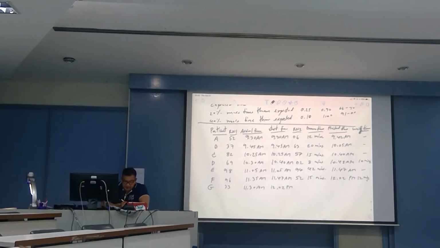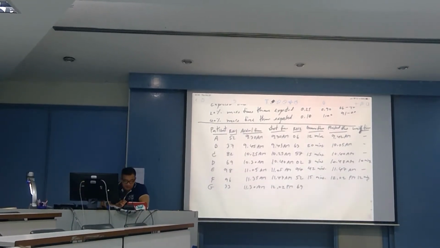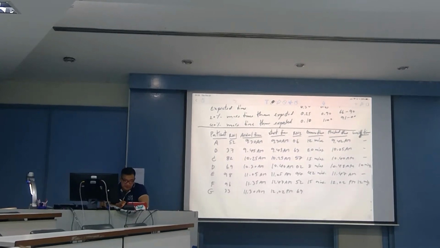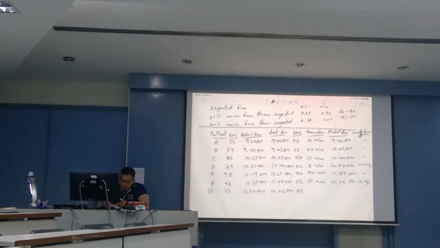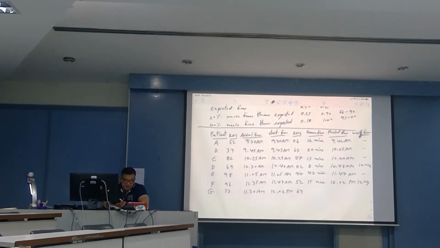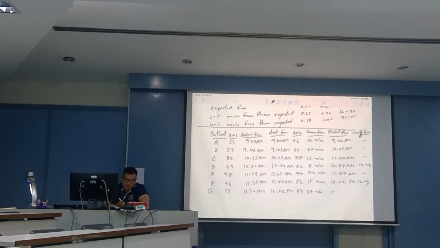Next one is 69 for I2. And again, it belongs to 66 to 90, 20% more time than expected. Graham is 20, 20% is the 4. You have 24 minutes. So finish at 12:26. Waiting 32 minutes.